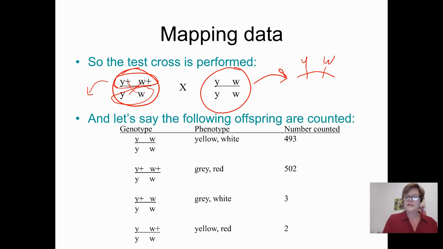And so when you look at the offspring, you see that that is reflected in the offspring, all right? 493 offspring are yellow body with white eyes. So that offspring got this chromosome from the mother and this chromosome from the father. I guess it could be reversed. On the next one, 502 offspring have a gray body and red eyes.